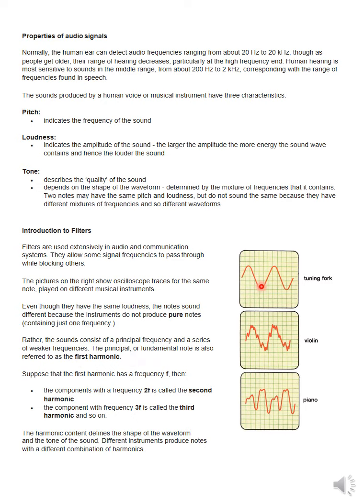So depending upon the change in the waveform, you have a first harmonic, second harmonic, third harmonic. Suppose the first harmonic has a frequency f, then the components with the frequency 2f are called the second harmonic, the components with the frequency 3f are called the third harmonic, and so on.